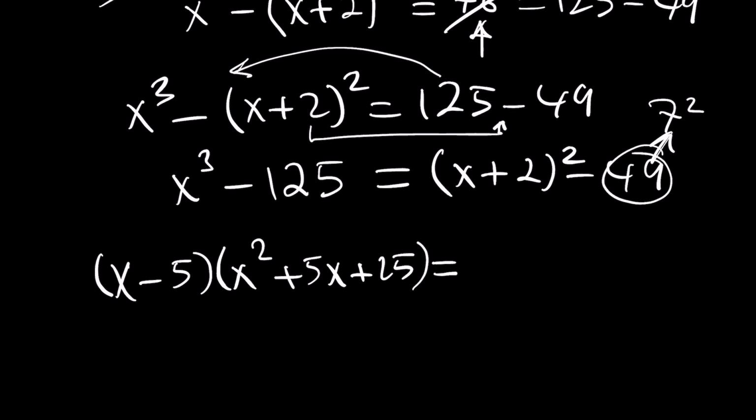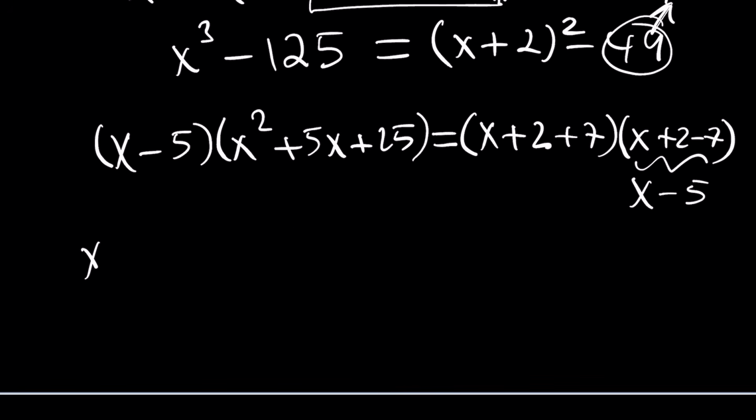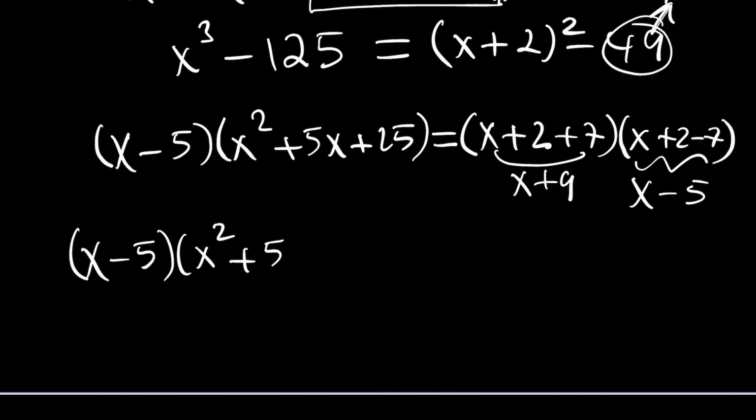This is one of the most important formulas. It's x plus 2 plus 7 and x plus 2 minus 7. And guess what? X plus 2 minus 7 is x minus 5. Bingo, you got a common factor. Great, right? So we can go ahead and actually, and this is x plus 9 obviously, so that is factored as a quadratic.